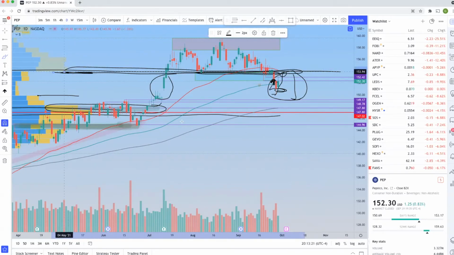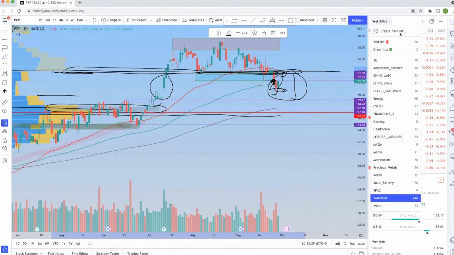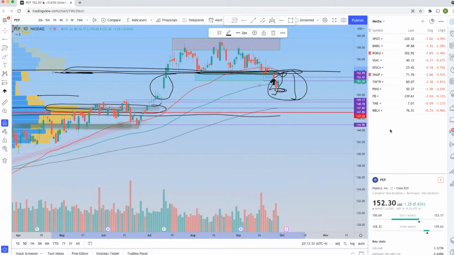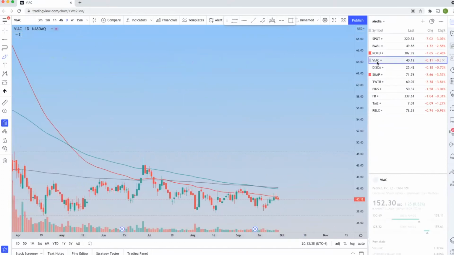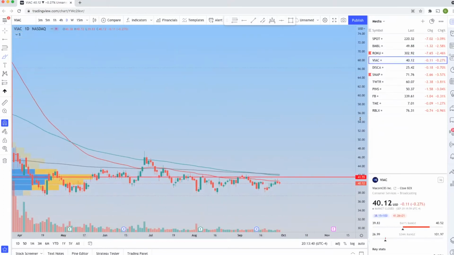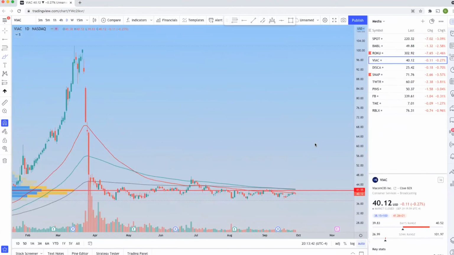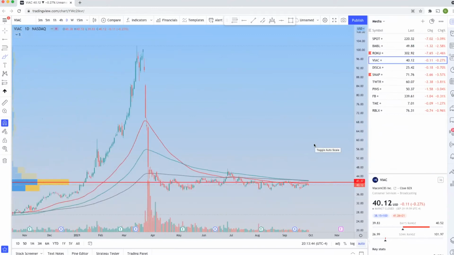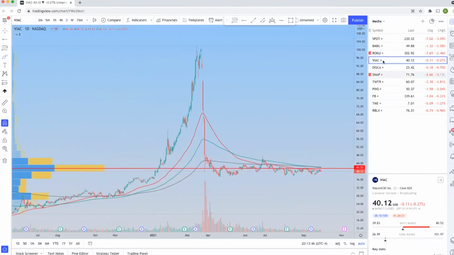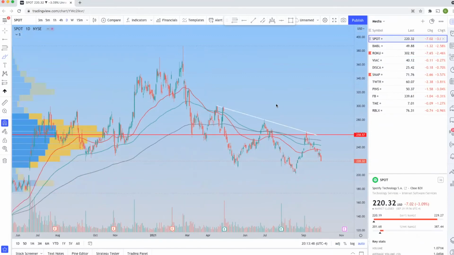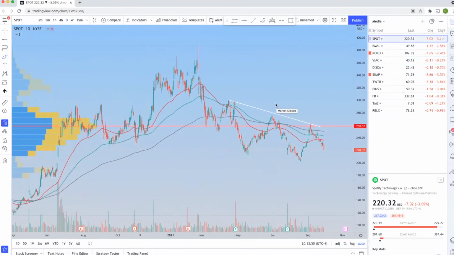Right here. So that's on the daily. If you do, let's try to find a clean chart somewhere. Media, what do I have with media here? Yeah, it's probably clean. Okay. All right, that's probably not the best example. Spot should be not too bad, right?